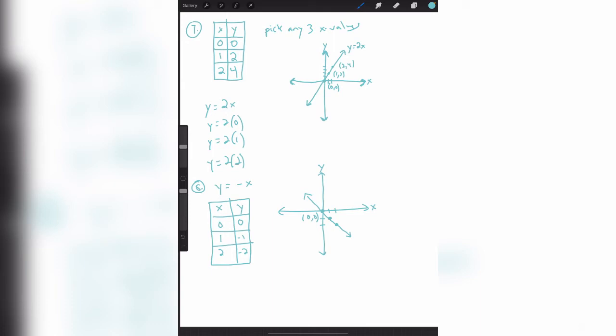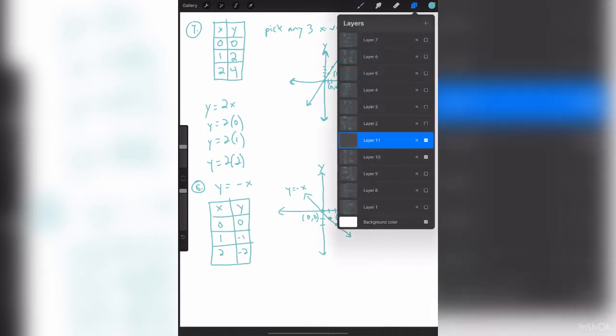And I'm going to label my other 2 points. I have 0, 0. I have 1, negative 1. And I also have 2, negative 2. And then my equation for that line is y is equal to negative x. All right. And that's number 8. Move on to the next one. All right, number 9.